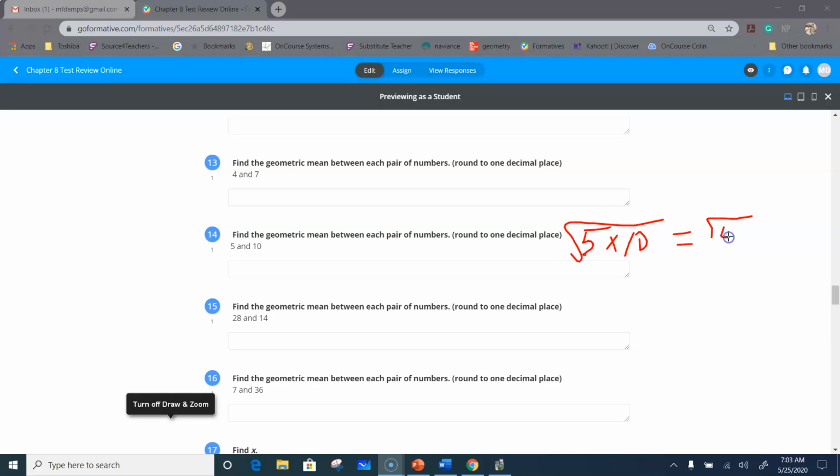It's almost a perfect square. Just missed it. It's a little bit bigger than 49. So if I take the square root of 50, that's 7.1. So again, we're going to round to one decimal place for these when we're rounding.